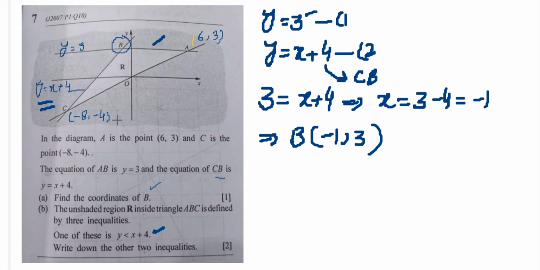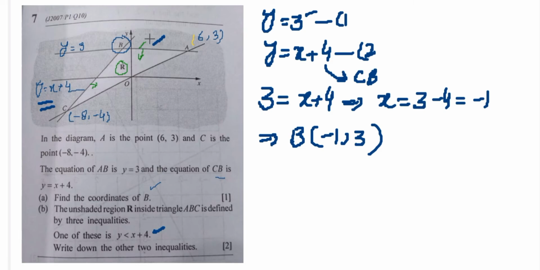It means this is the inner area here that represents the inequality y less than x plus 4. We just need to find the two other inequalities. The first inequality is given by the line y is equal to 3 here. This is the horizontal line y is equal to 3. As you see, the unshaded region R is below this line.